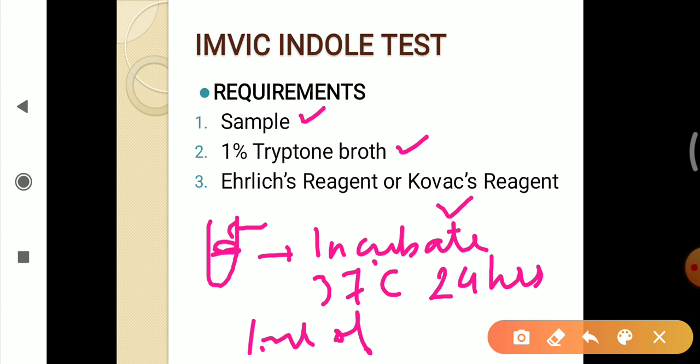So, this is the requirement and the procedure. If we find the pink ring formation, then we say that the indole test is positive. If we don't find the pink ring formation, then the test is negative, and we say that the indole test is negative for the given sample or culture.